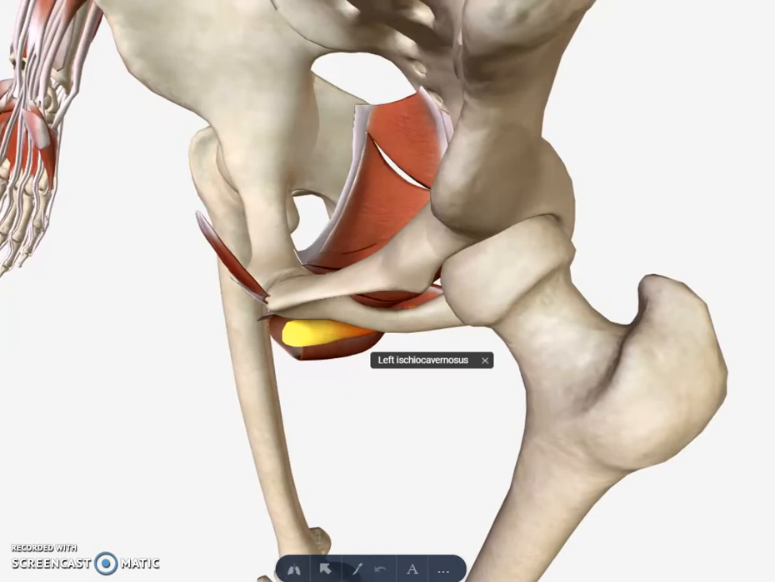This is the ischiocavernosus. The function is clitoral or penile erection. The origin is the ischial tuberosity and pubic symphysis, and the insertion is the clitoris or penis.